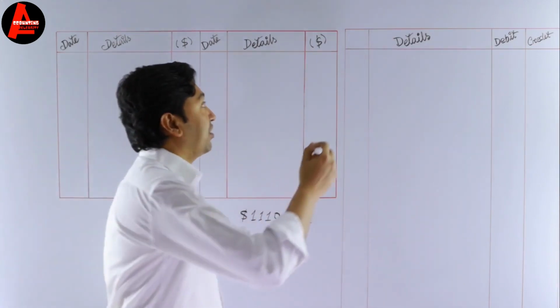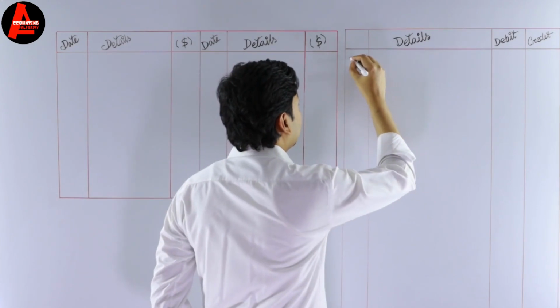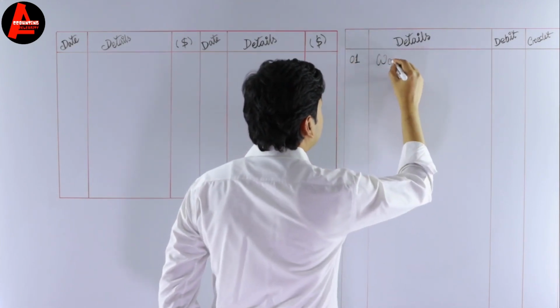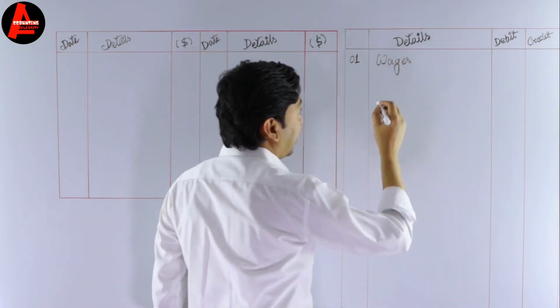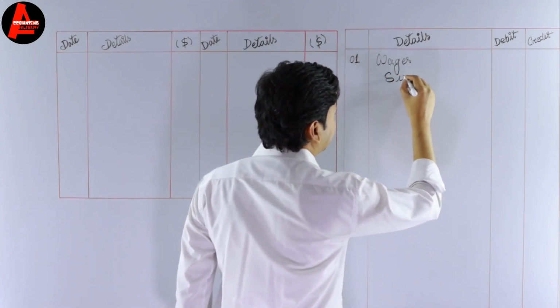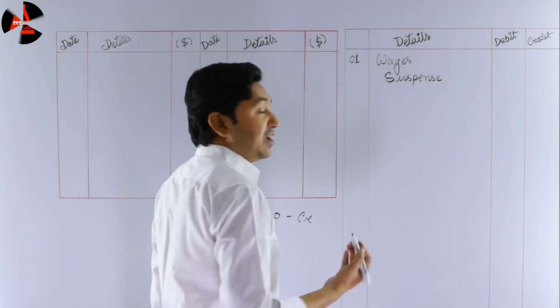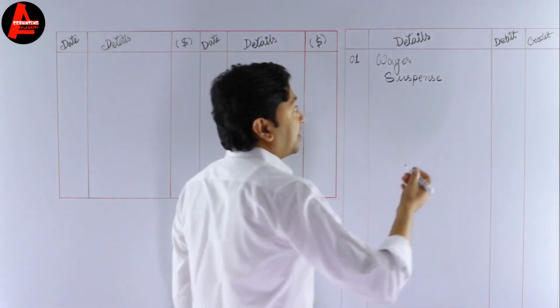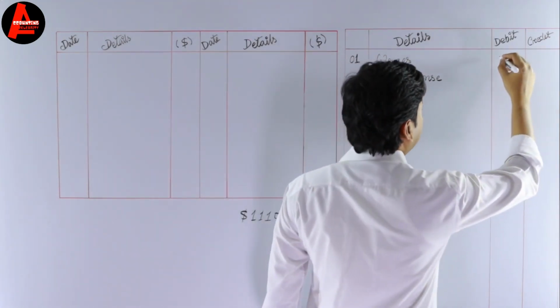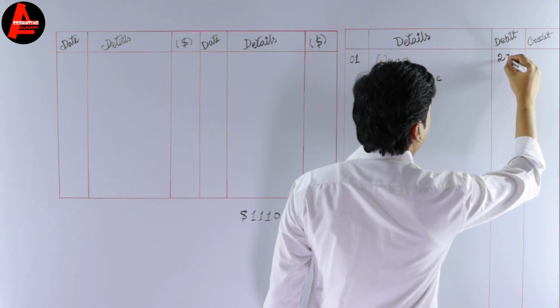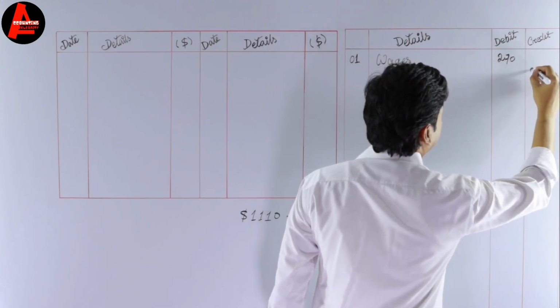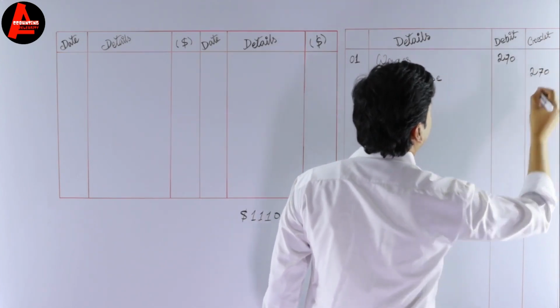Okay, so let us write the number here first. 1, we will write here wages to be debited and suspense to be credited. Here the amount is $270, so we'll write $270 on the debit and credit columns.